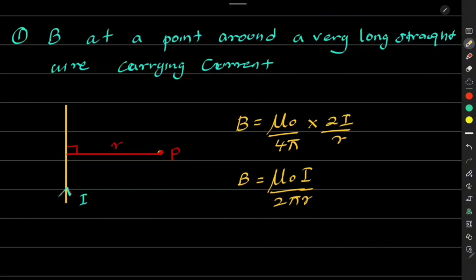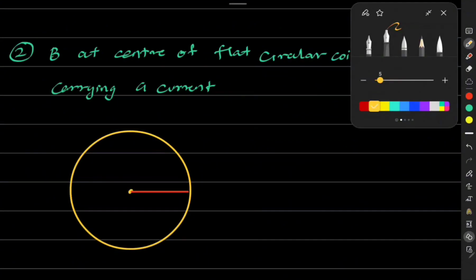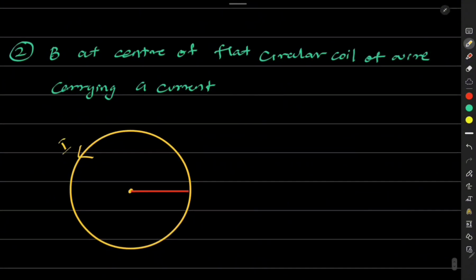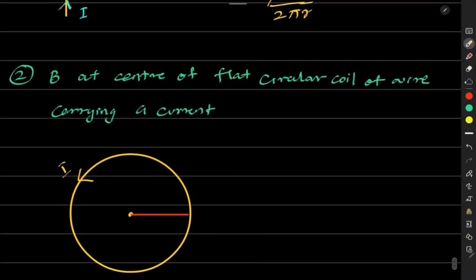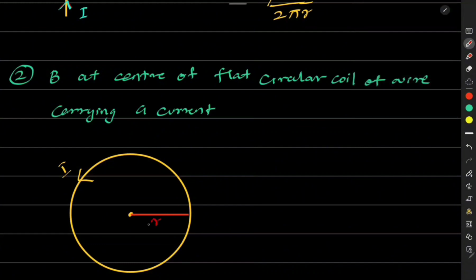Magnetic flux density at the center of a flat circular coil of wire carrying a current. Let's consider a circular wire coil. This is the current carrying direction. This is I, and this is the distance between the center of the coil and the wire, radius R. This is the part where the magnetic field acts. We'll take this as delta L.